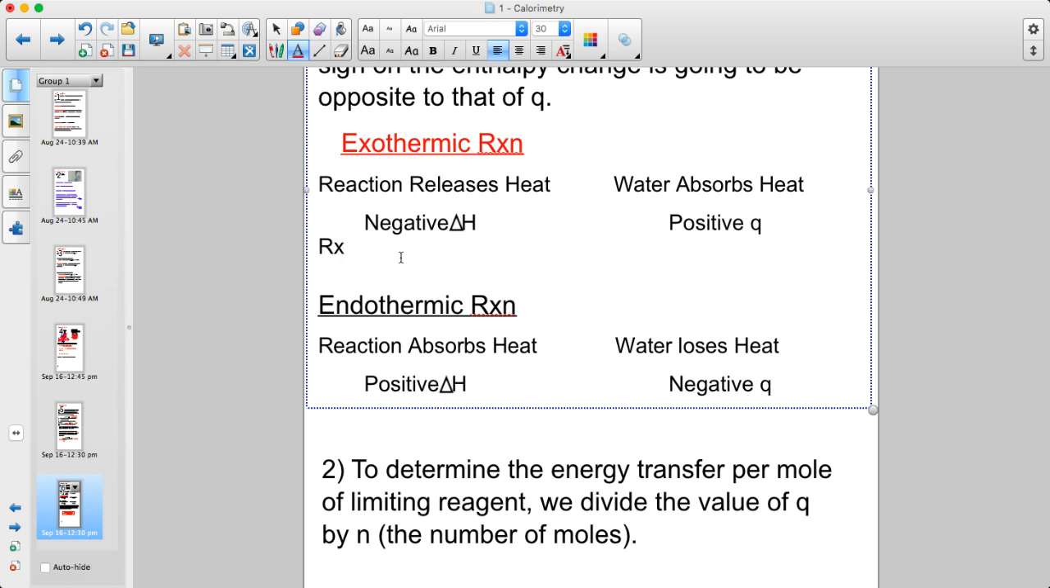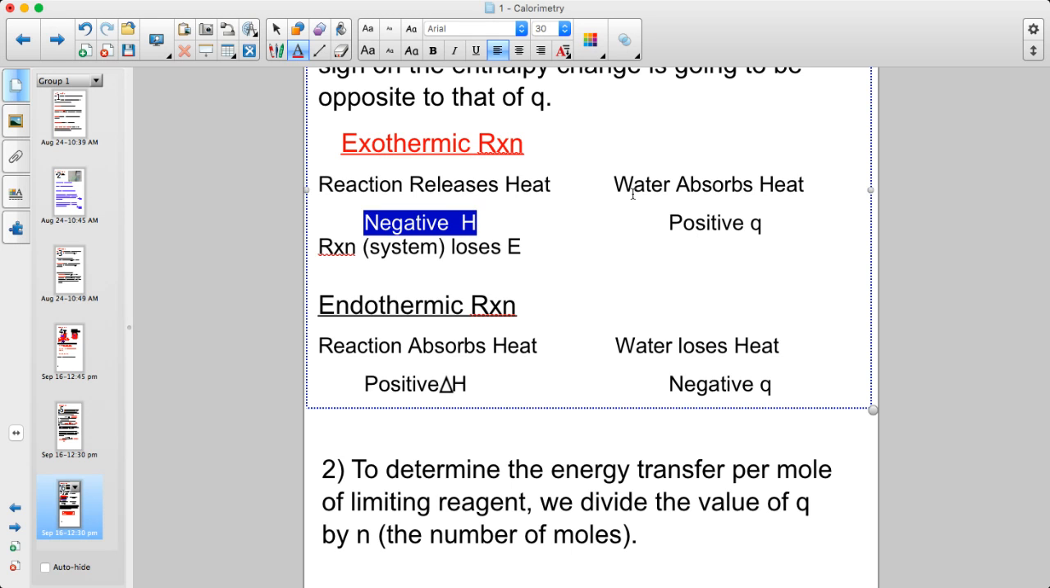So the reaction, or the system, loses energy, right? So that's what happens when it releases it. Now it has less than before. So we'd call that a negative delta H. For the system, the molecules, the compounds, they now have less energy than they did at the beginning. That's why it's a negative delta H.